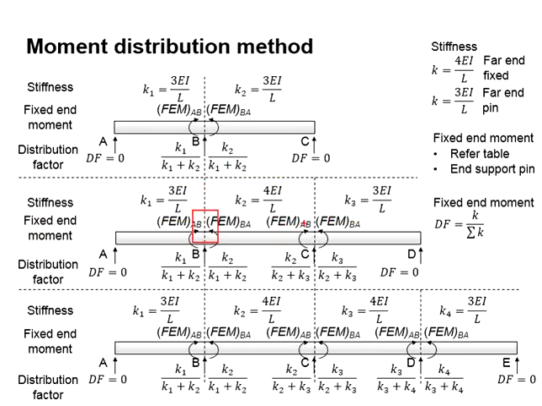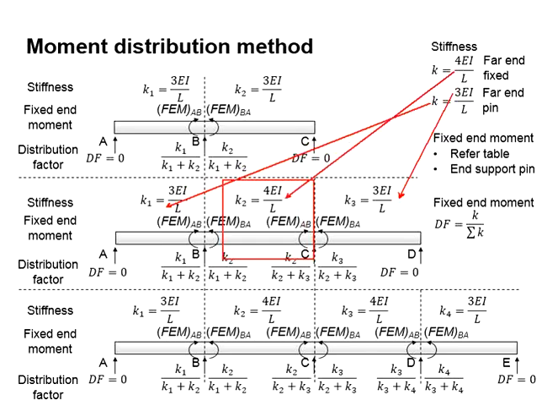For the continuous part, we will assume it is fixed. As for the end span, we will assume it as the pin connections. Because of that, for the end span, you will use K equals 3EI per L, while for the intermediate span, you will use K equals 4EI per L.